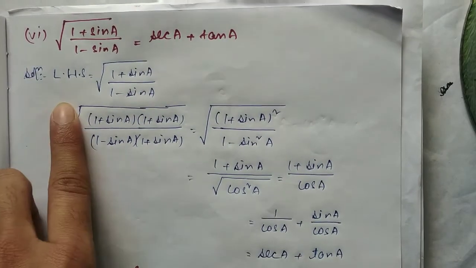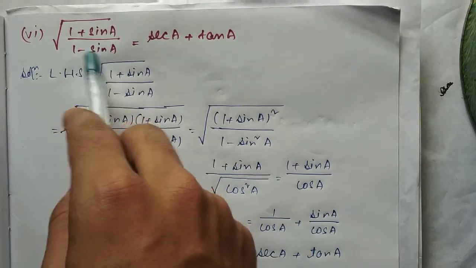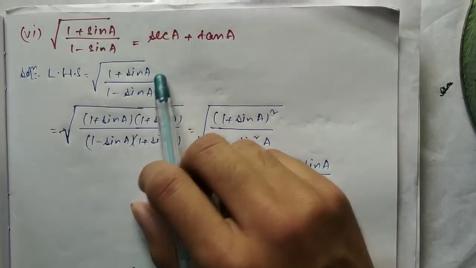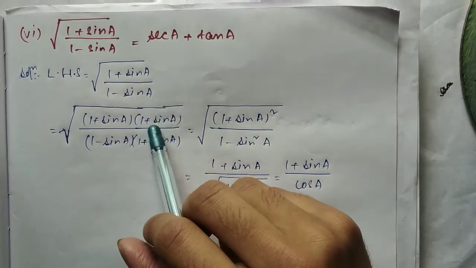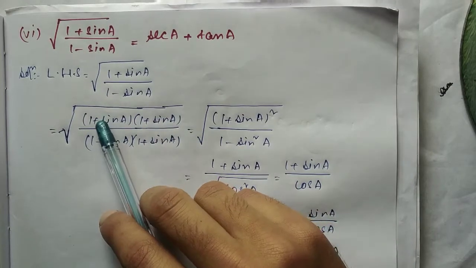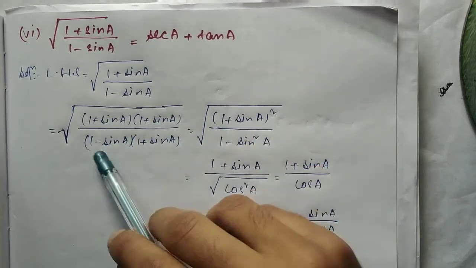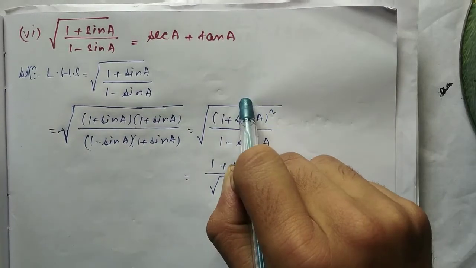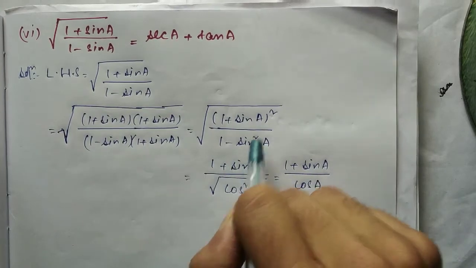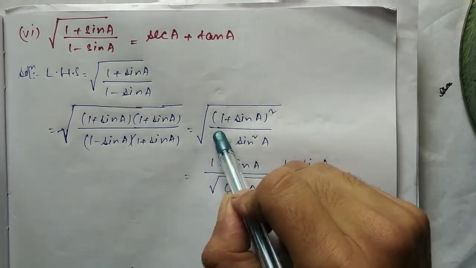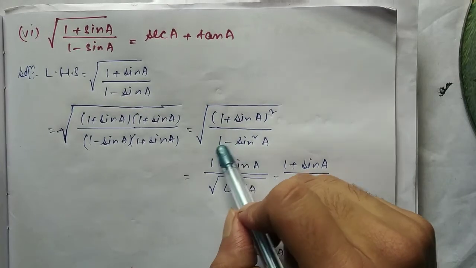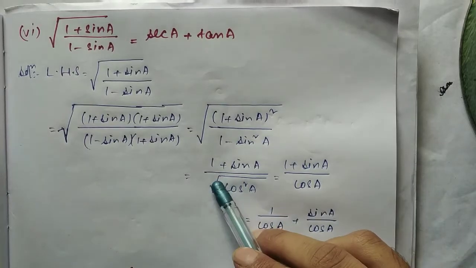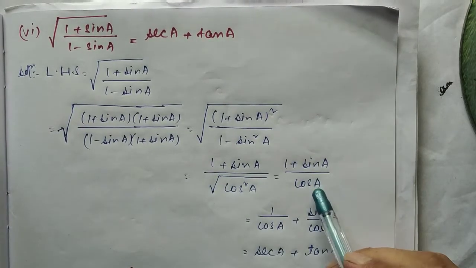Now the problem number 6, we have to prove that root over (1 plus sin a) divided by (1 minus sin a) is equal to sec a plus tan a. So what we do is multiply both the numerator and denominator with 1 plus sin a. Then we get (1 plus sin a) whole square in the numerator and 1 minus sin square a in the denominator. Now this square and this root over get cancelled, so we get 1 plus sin a in the numerator and there is a root over in the denominator. 1 minus sin square a is cos square a, so we get root over cos square a, and again root over and square get cancelled, so we get cos a.